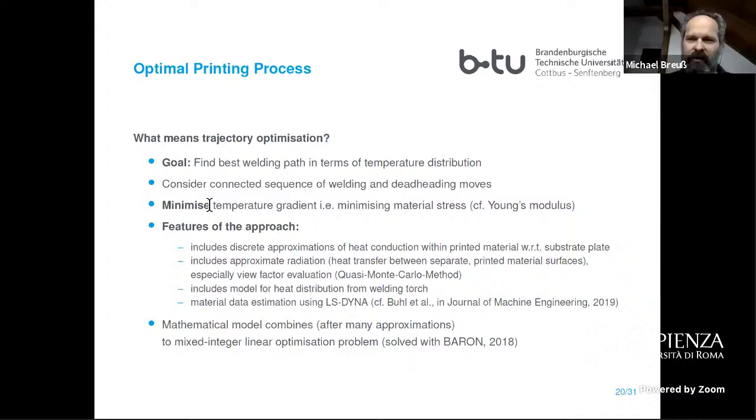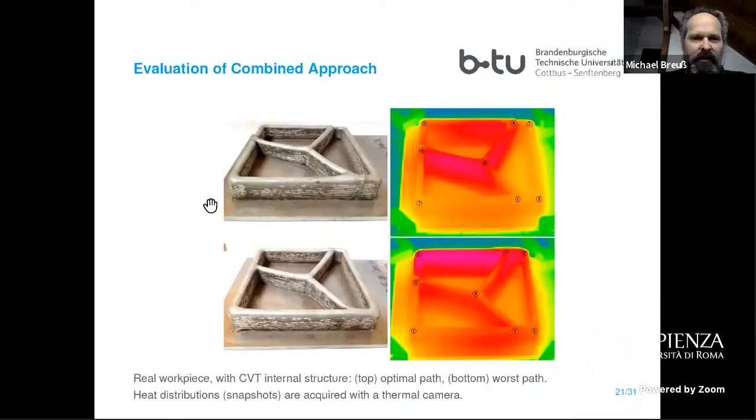So you have to solve this somehow with a quasi-Monte Carlo method. Then you have to model the heat source distribution by the welding torch. It is basically a kind of heat kernel, but you have to locate it in space and time. And you have material parameters. This was also already a question, and we get this by intensive numerical simulations with Alice Steiner. And after some more approximations, you have obtained a series of mixed integer linear optimization problems, and they are very difficult to solve. So let me show you some results.